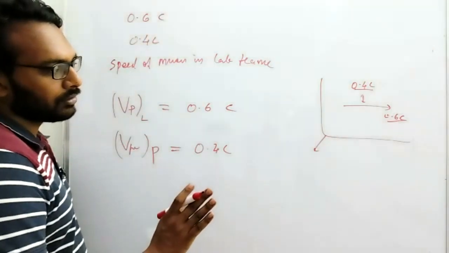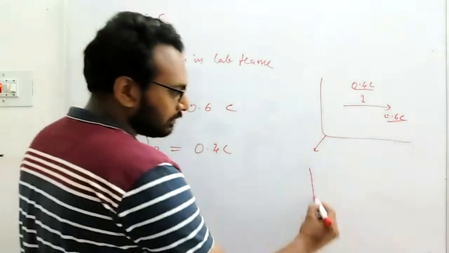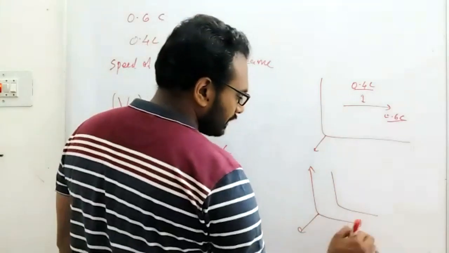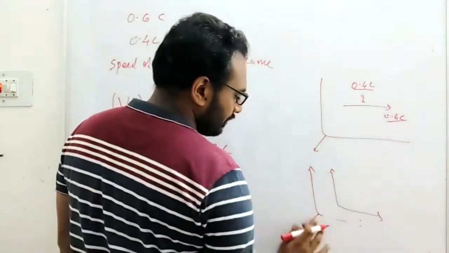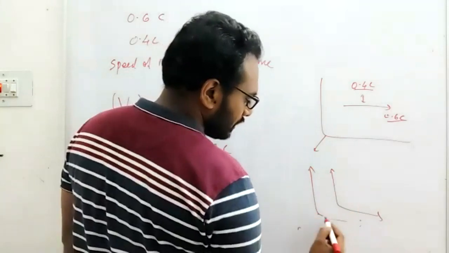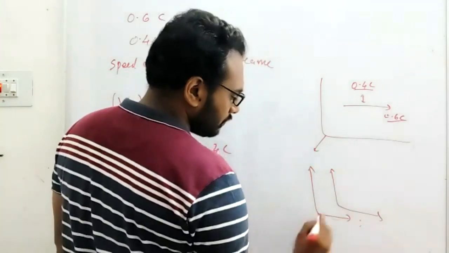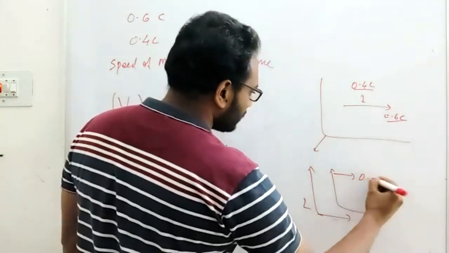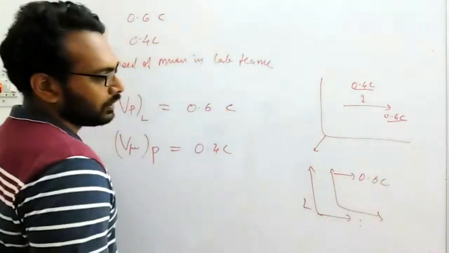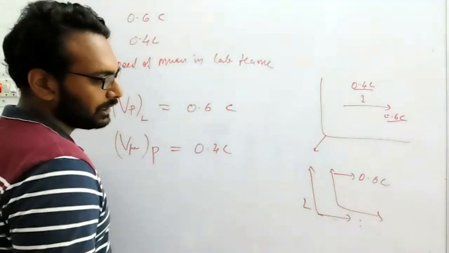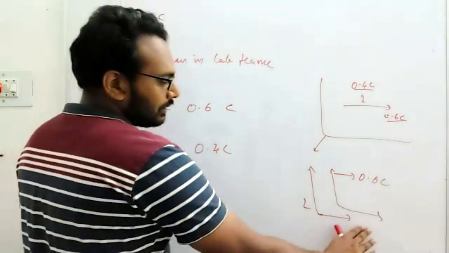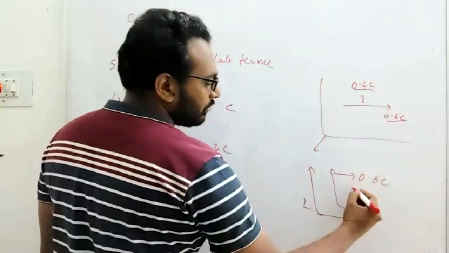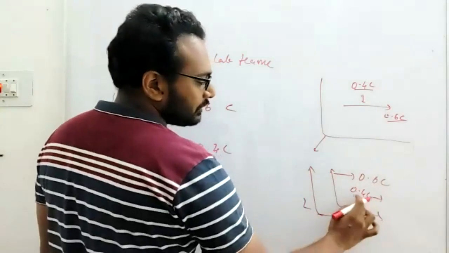The laboratory frame is our frame. So we have got two frames. We'll just draw two things. One is the laboratory frame, I call it L. The other one is the pion frame, which moves at 0.6 c. Is that clear? From this frame, the speed is 0.4 c with respect to this frame.